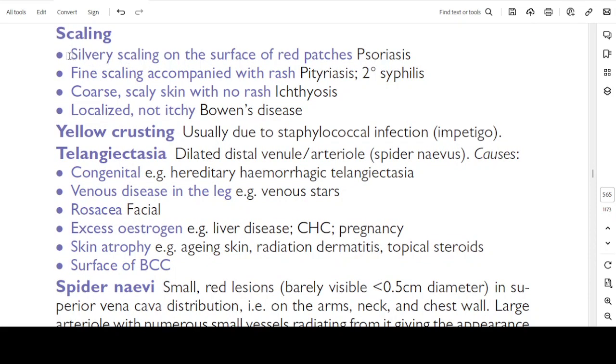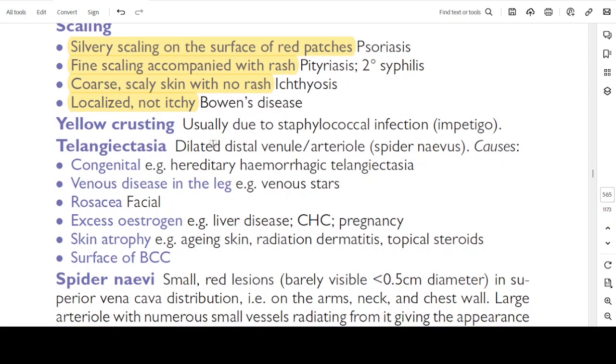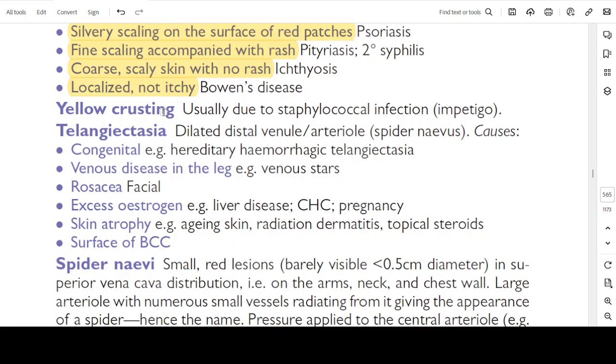Scaling. Silvery scaling on the surface of red patches is psoriasis. Fine scaling accompanied with rash is pityriasis or secondary syphilis. Coarse or scaly skin with no rash, ichthyosis. Localized non-itchy scaling is Bowen's disease. Yellow crusting, usually due to staphylococcal infection, impetigo.